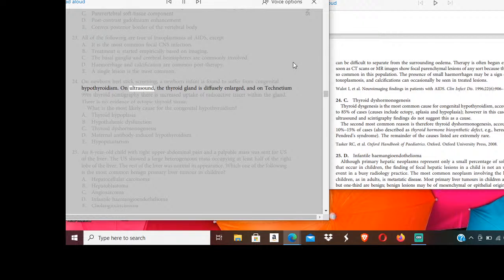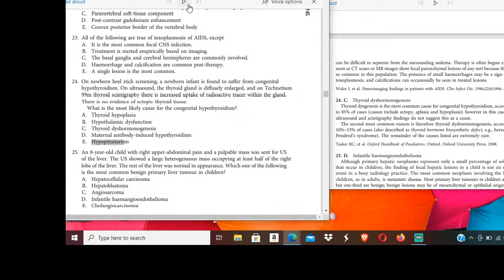Hypothyroidism. On ultrasound, the thyroid gland is diffusely enlarged, and on technetium-99m thyroid scintigraphy there is increased uptake of radioactive tracer within the gland. There is no evidence of ectopic thyroid tissue. What is the most likely cause for the congenital hypothyroidism? A. Thyroid hypoplasia. B. Hypothalamic dysfunction. C. Thyroid dyshormonogenesis. D. Maternal antibody-induced hypothyroidism. E. Hypopituitarism.